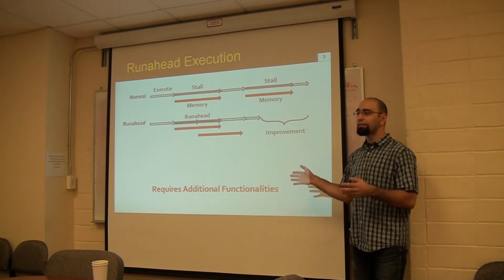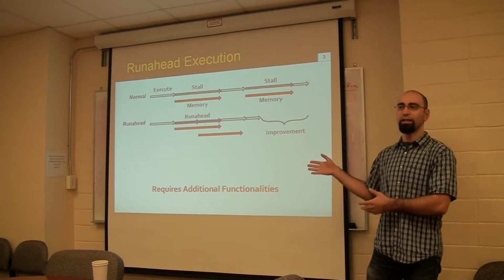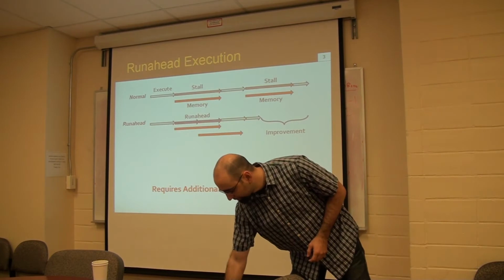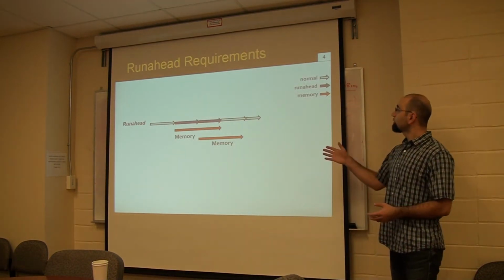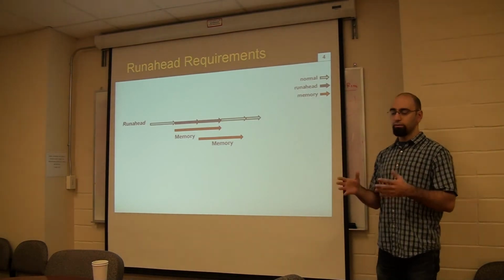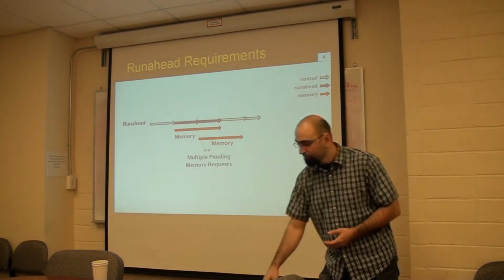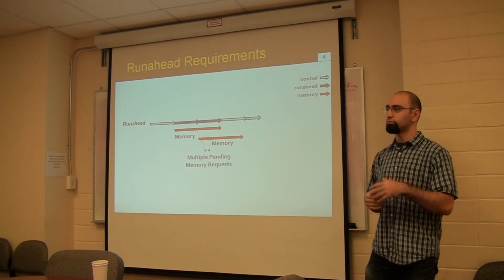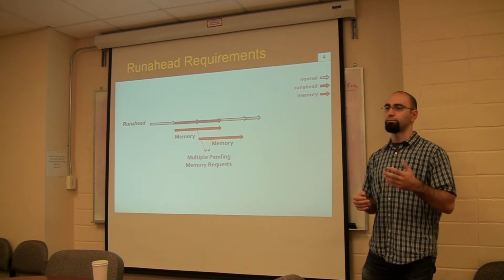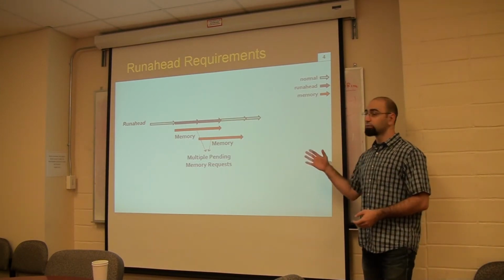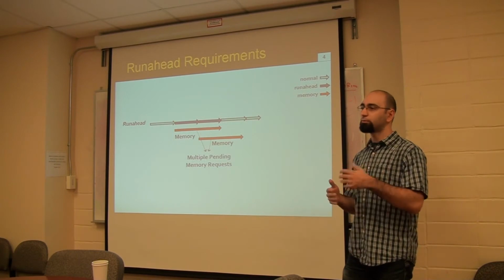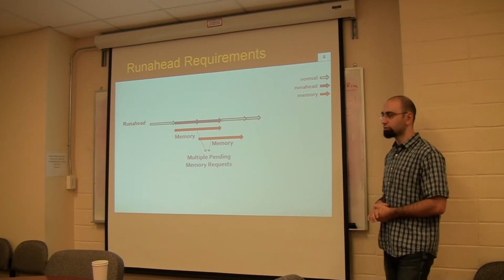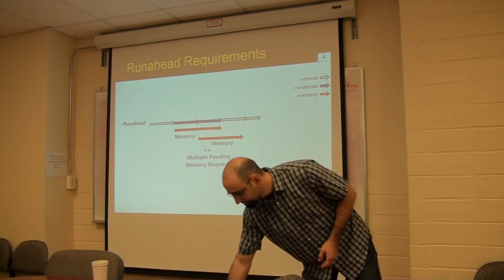But for Runahead, we have to have some functionality to do this, and a simple in-order pipeline cannot really do this. So let's see what we need to do Runahead execution. The very first thing we notice here is that we have multiple memory requests pending at the same time. That means our cache must be able to send these requests to the memory controller simultaneously. It should be able to process subsequent requests while it's waiting for the first data to come back from the memory controller. So that means we need a non-blocking cache.